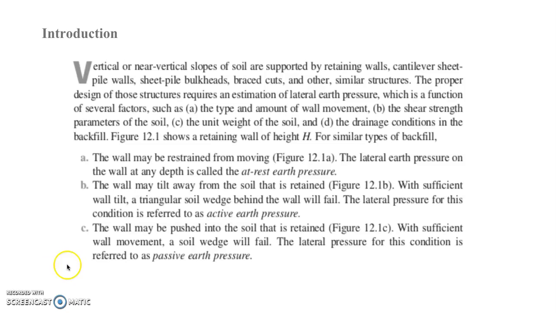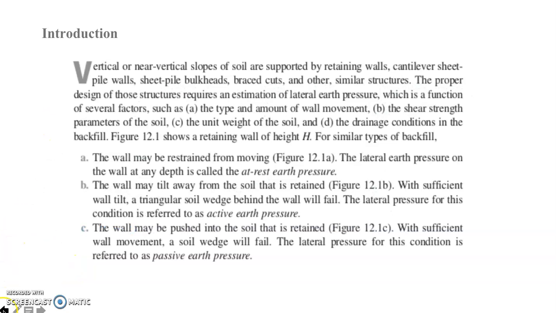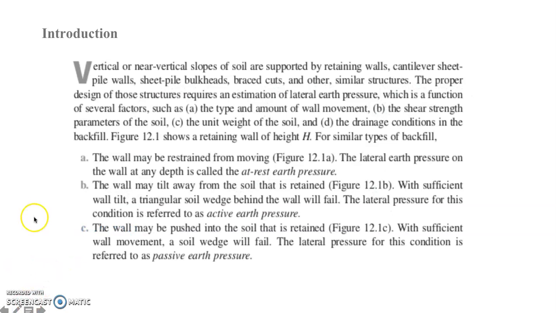So we have an illustration for the presence of the lateral earth pressure, how it acts on a certain structure. Specifically for this illustration, this is a retaining wall. We have different types or nature of lateral earth pressure. We have three natures of lateral earth pressure. The first one, the wall may be restrained from moving. The lateral earth pressure on the wall at any depth is called at rest earth pressure.